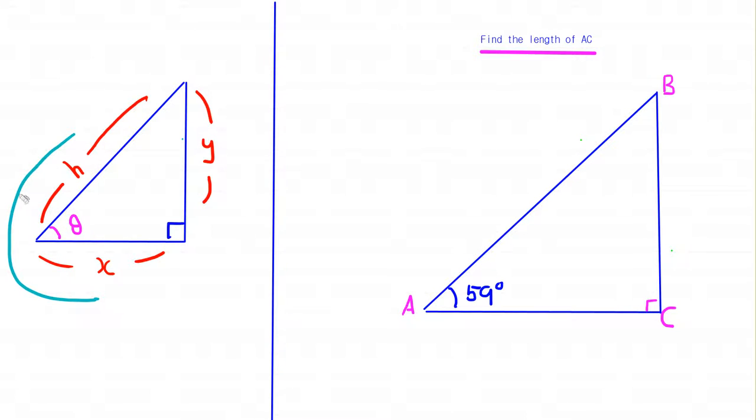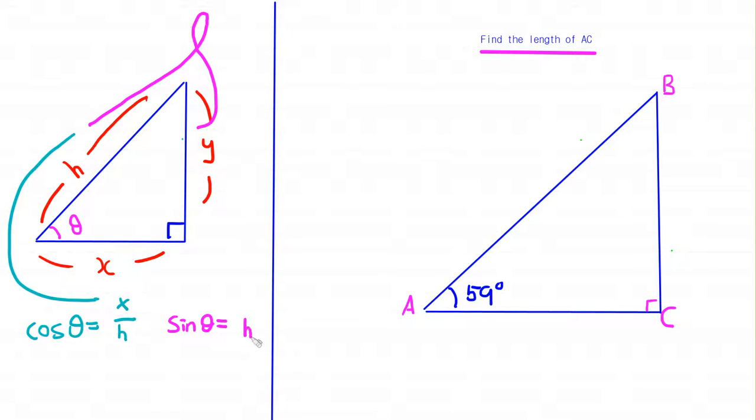And we also need to remember that the starting line should be the denominator and the ending line should be the numerator, which means the cosine theta should be equal to the starting line, which is h in the denominator, and x, which is the ending line, in the numerator. What about the sine theta? The sine theta, we start from the h, which is hypotenuse, and it goes all the way down to the y direction. So sine theta should be the h in the denominator and then the y in the numerator.